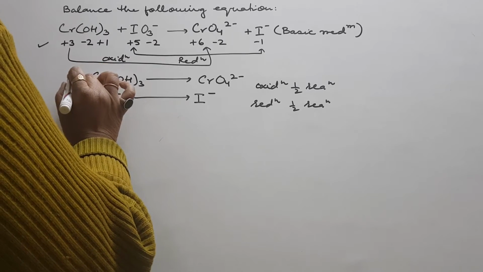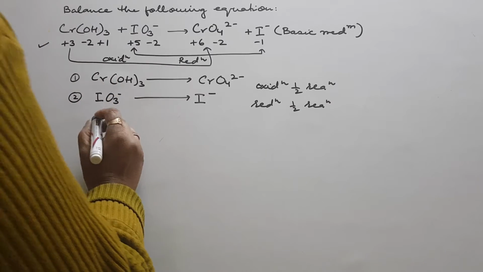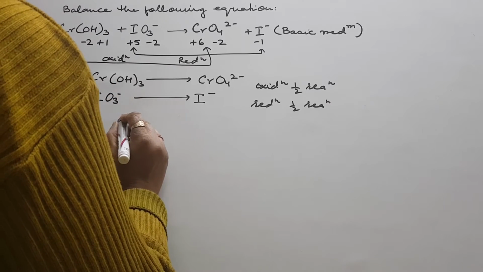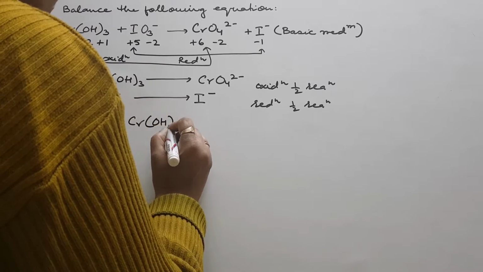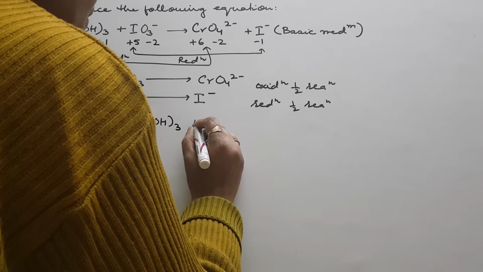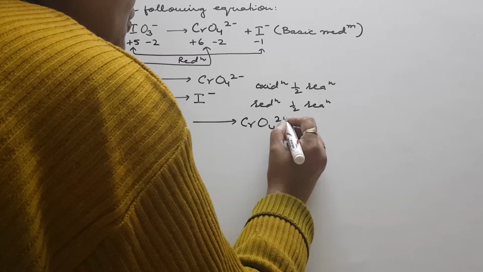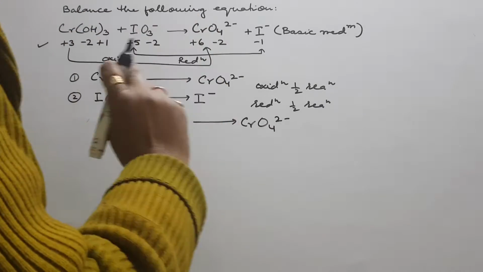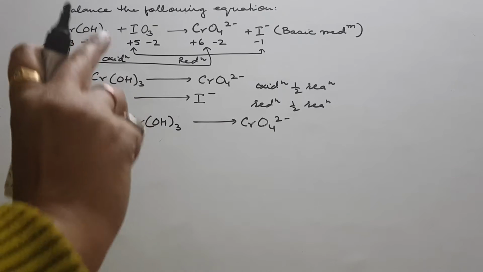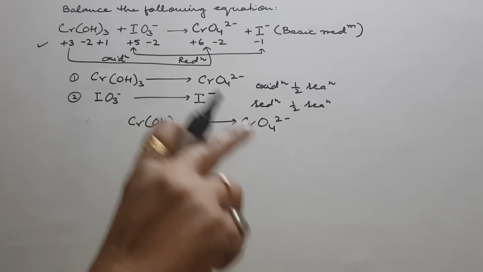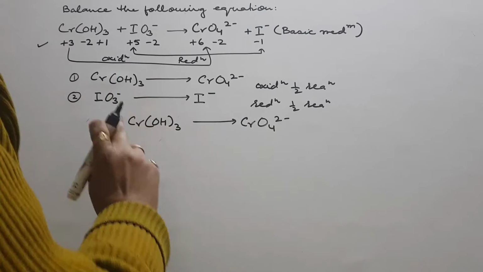Now children, I have to balance these two equations. So I will take first this one and then number 2 this one. So I am copying this first: Cr(OH)3 going into CrO4 2 minus. So for balancing, as we have always seen, first always balance the atoms other than H and O. So here Cr is balanced. Then H and O are left.